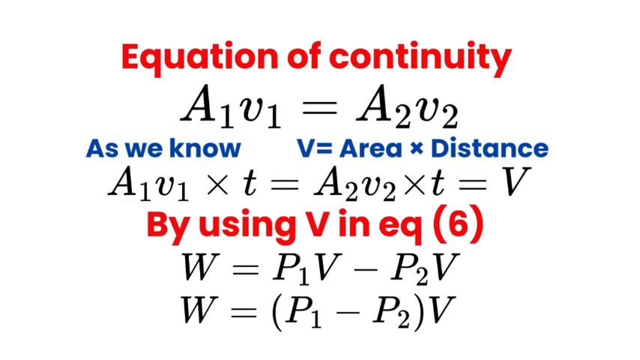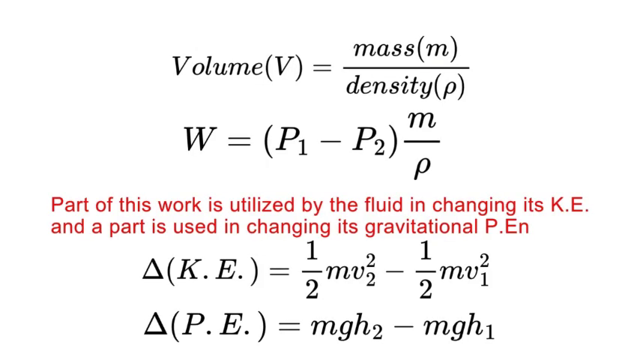So using this relation in equation 6 will derive a new relation that will be W is equal to P1V minus P2V. We will take volume as common here, as we know that volume is defined as mass per unit density. So by using this formula for volume in the above relation, we can derive a new relation.